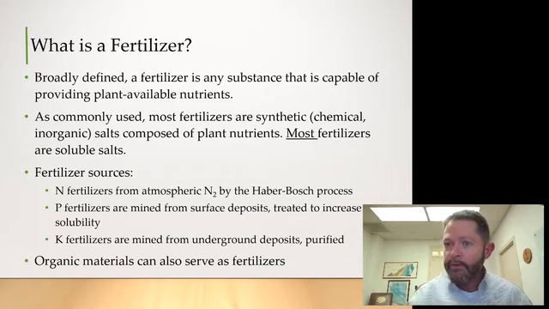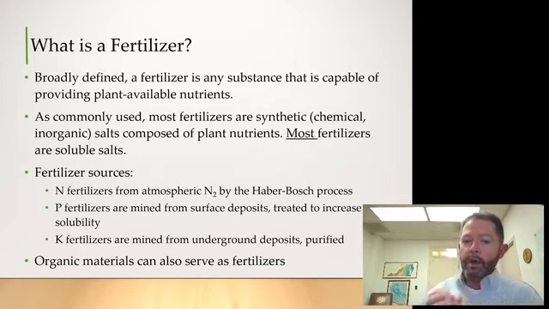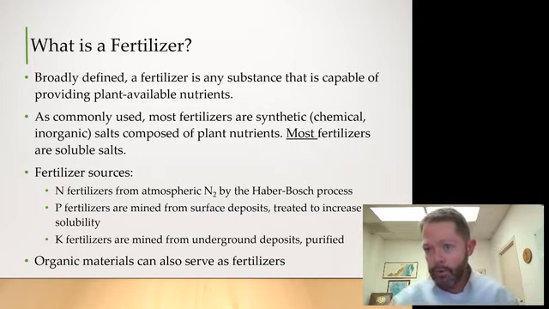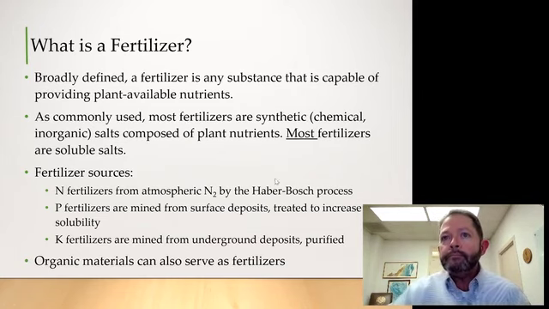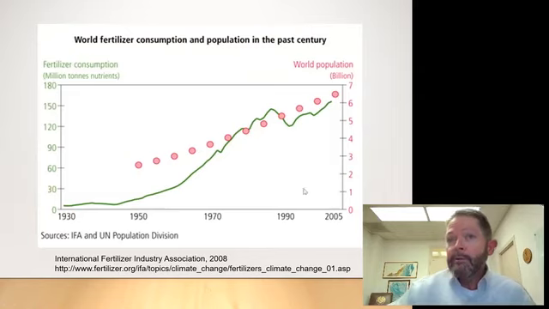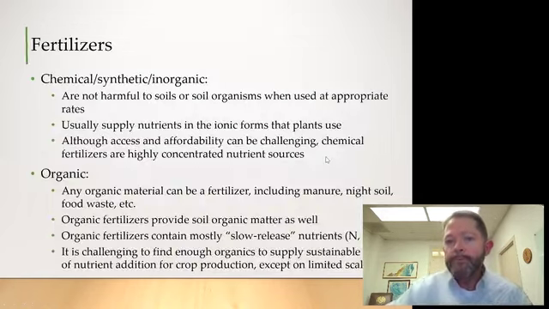And we produce nitrogen fertilizers by taking it from the atmosphere and converting it into plant-available forms of nitrogen. Phosphorus is mined from surface deposits and it's treated to increase solubility. Potassium fertilizers are mined from underground deposits and then purified and then made into fertilizers. Organic materials can also serve as fertilizers. Fertilizer consumption has, of course, grown tremendously since 1950, as has the world population. So obviously, fertilizers have made it possible for us to feed a lot more people in the world.